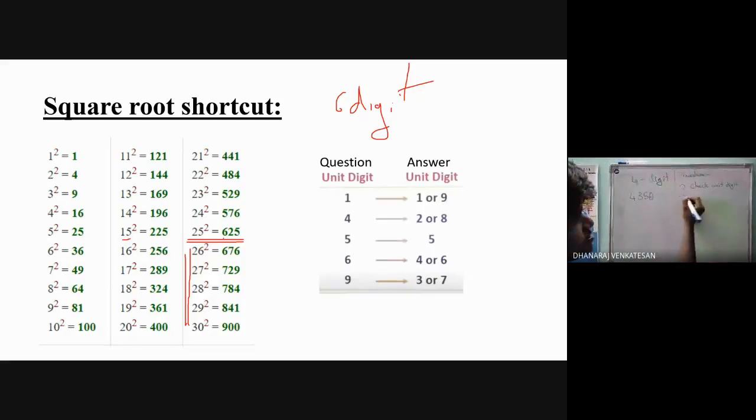Okay. The second step is to omit the last 2 digits. You have to omit this last 2 digits. Okay. The third step is to check the remaining digits with the square table. Okay, these are the 3 steps you are going to do. The first step is easy, check the unit digit. The second step is to omit the last 2 digits. Next you have to check this 43 in the square table. Okay, these are the things you have to do.